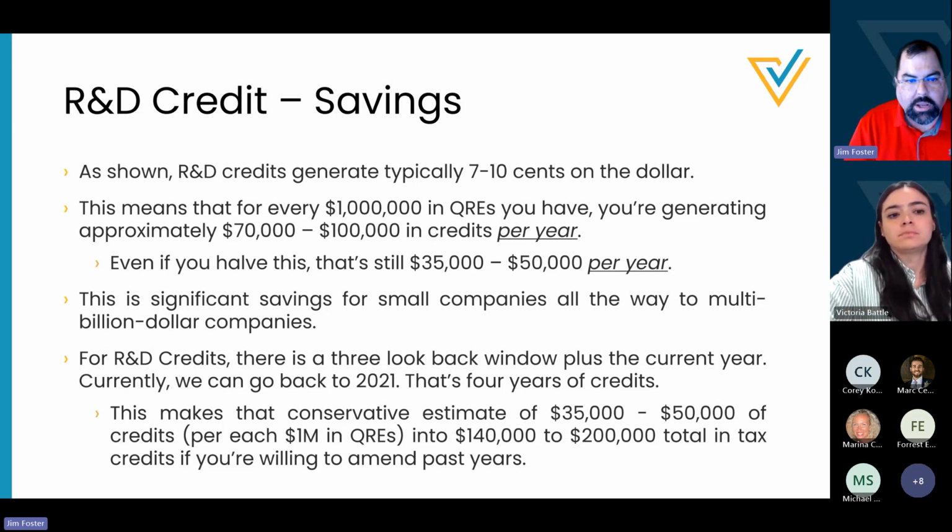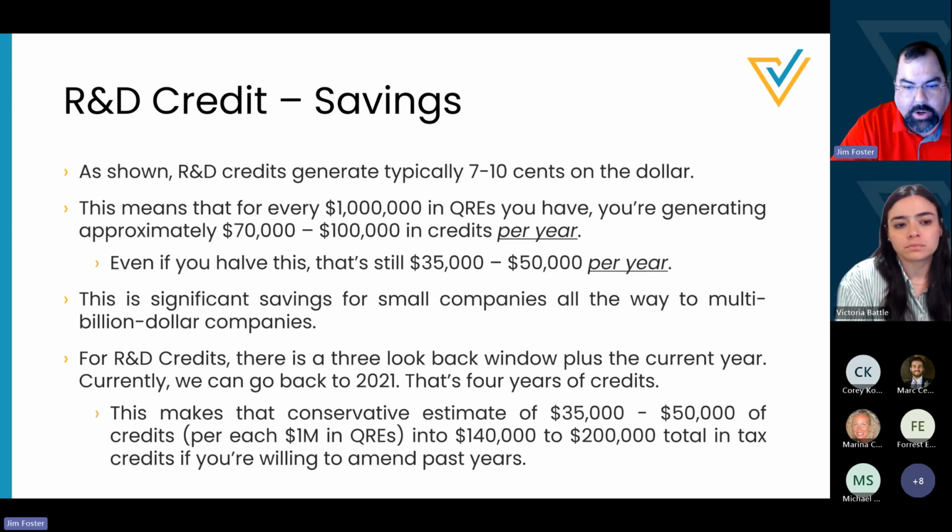Because with a small company, if you're getting 50K a year just on a million in QREs, that's a good return to help you. I mean, that's somebody's salary. If you're a multi-billion-dollar company, you're going to have a lot more than a million in QREs, and those credits are going to add up very quickly. Additionally, if you're willing to amend past years, that 35 to 50 turns into like 140 to 200. So it's a situation where you can go ahead and generate significant tax savings through this permanent tax credit.